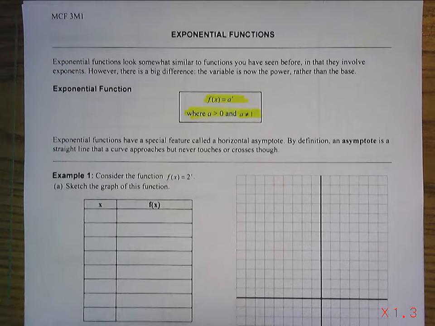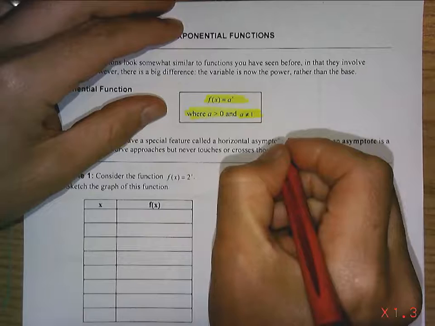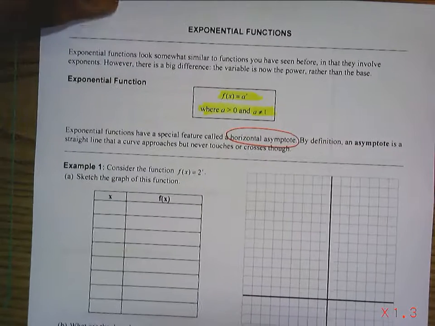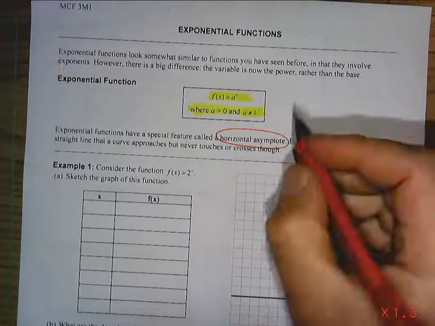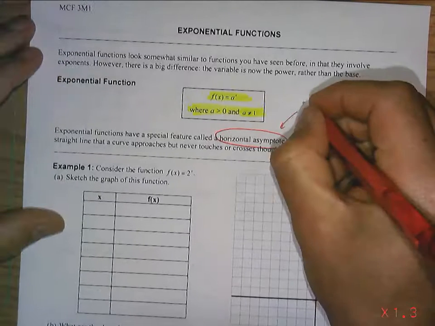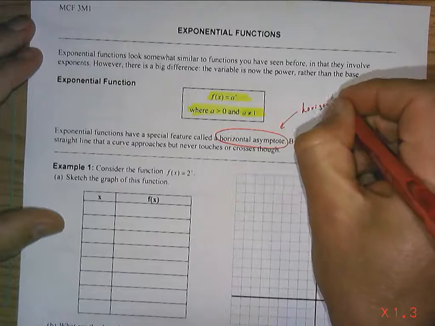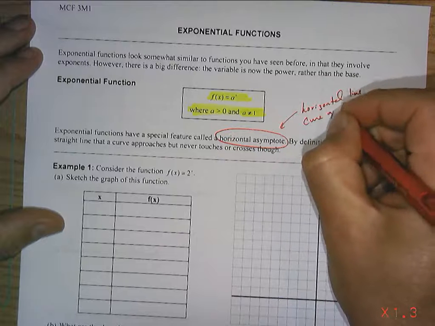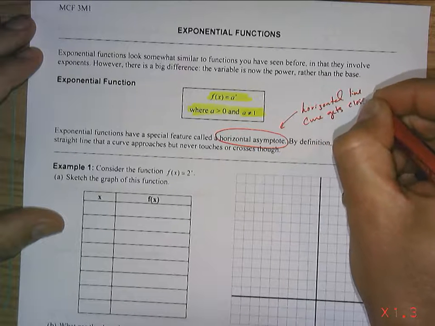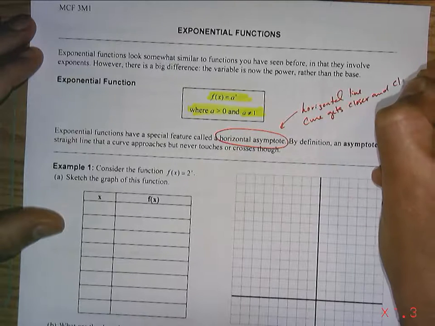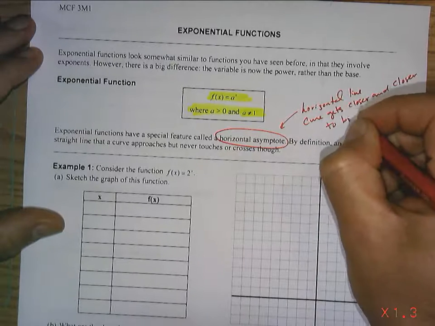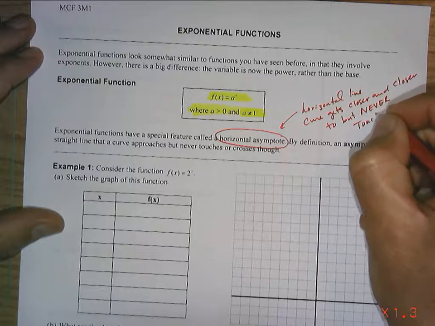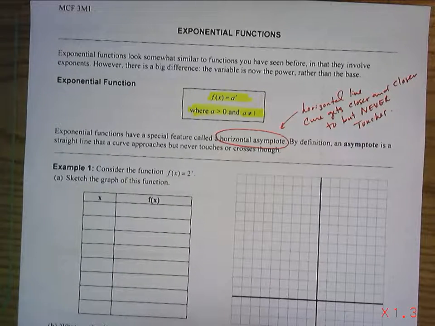Exponential functions have a special feature. It's going to be called a horizontal asymptote. I don't think you've seen that before. You've seen vertical asymptotes. So this is going to be a neat idea. This is a horizontal line that the curve gets closer and closer to, but never touches. It never reaches it. It's never going to cross it.